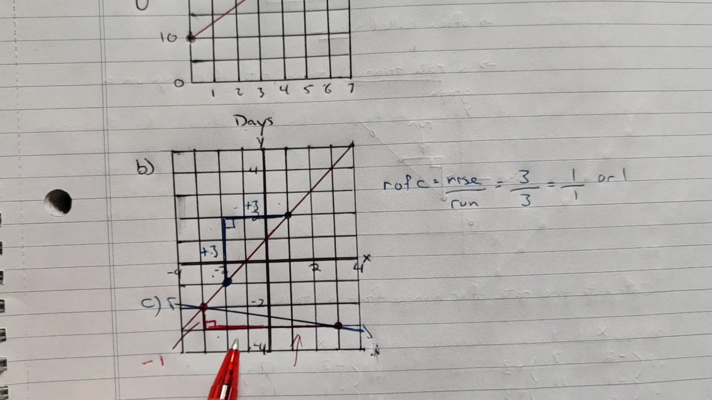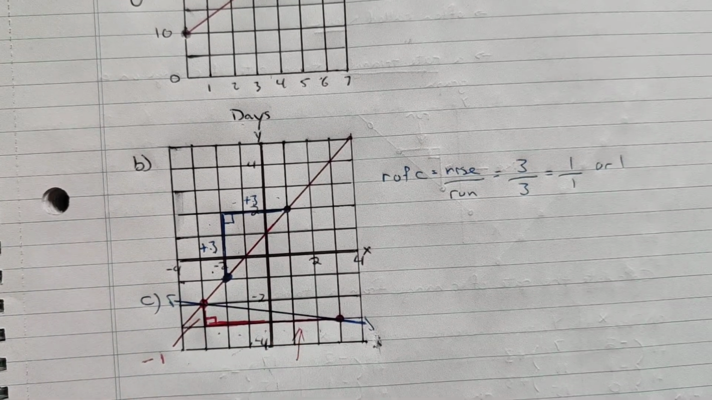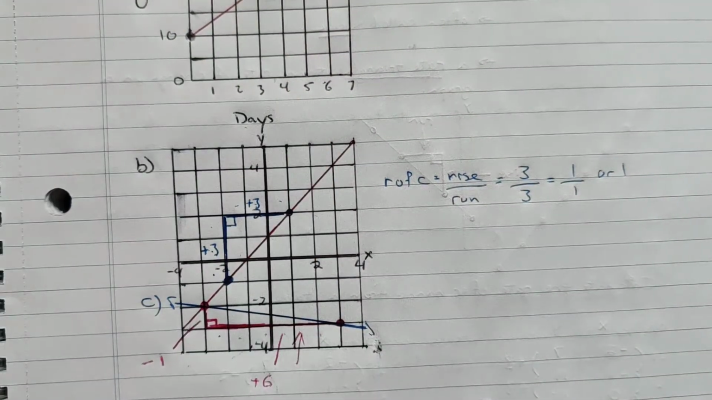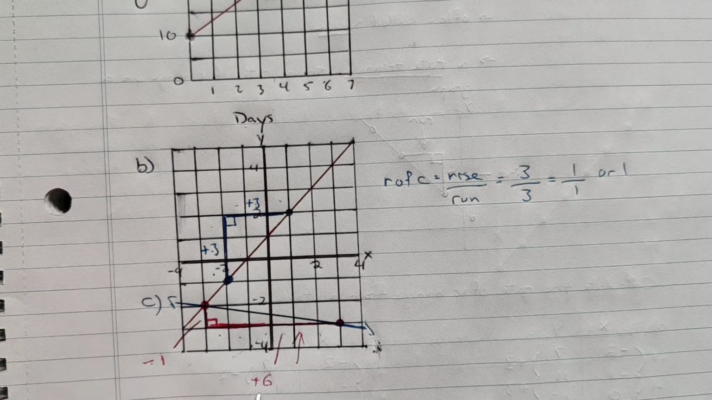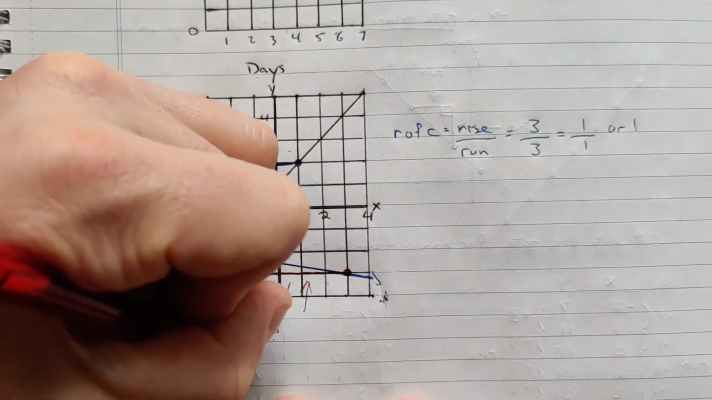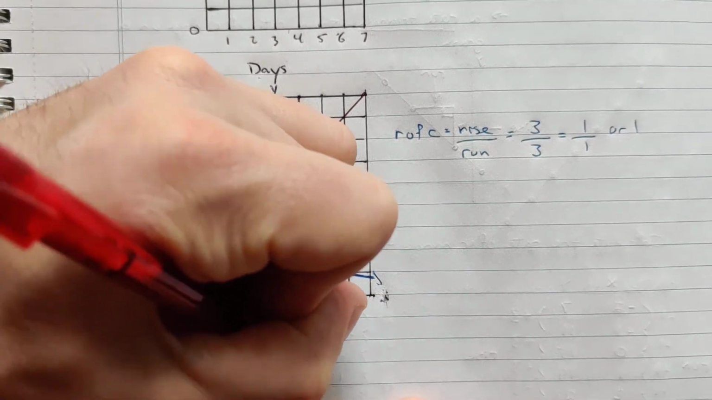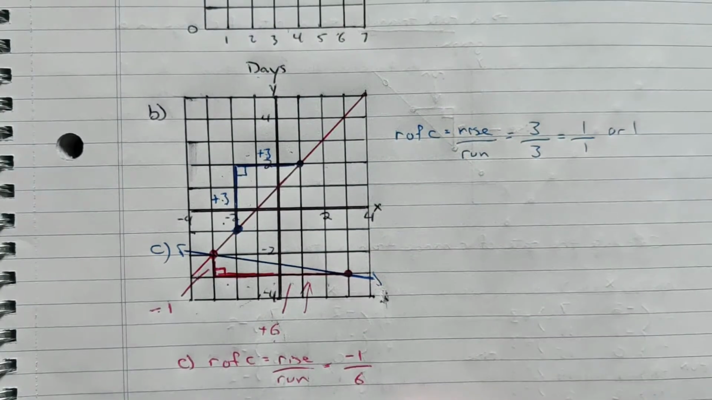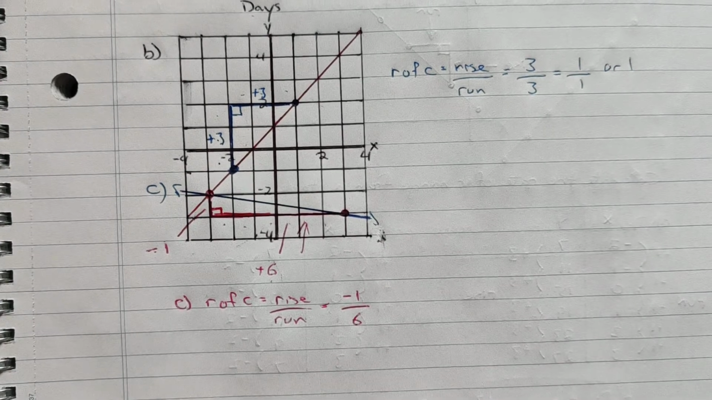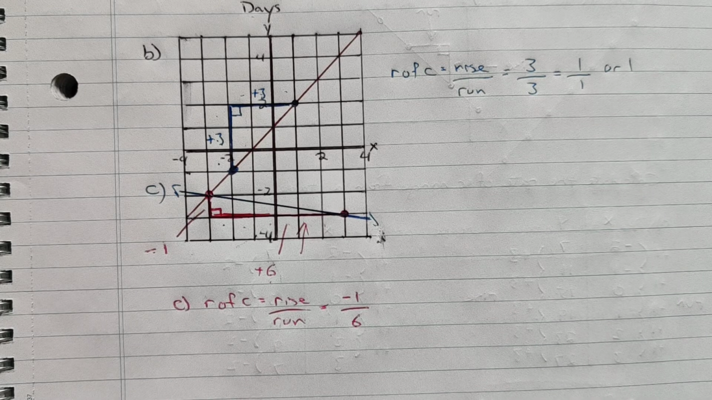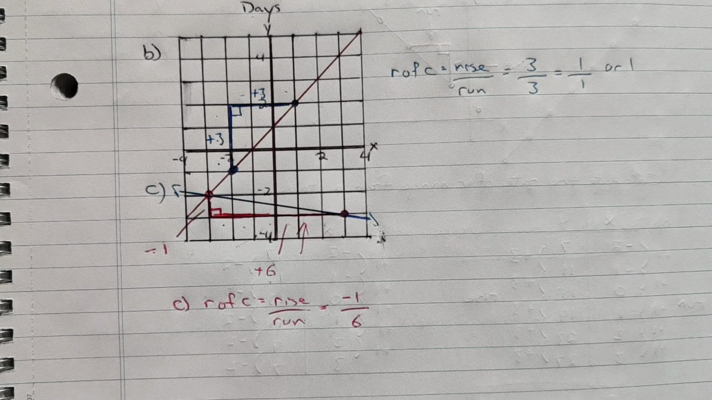And then I'm going over 1, 2, 3, 4, 5, 6. Always reading from left to right. So this is +6. So there's my rise of -1. There's my run of +6. So in the case of C, the rate of change is the rise over the run, which is -1 over +6. -1/6 is our rate of change. And again, we leave it in that fractional form like that.